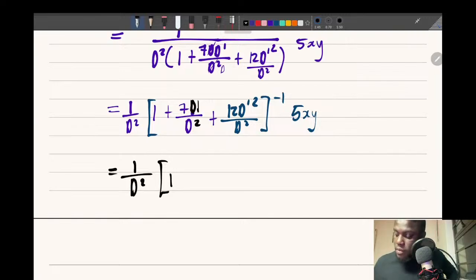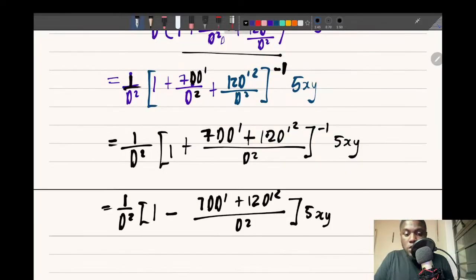You understand me? This was a plus. So it's going to be 1 minus, then you can now say 7D prime plus 12D prime squared all over D squared, multiplying 5xy. So now what you're going to do is you're going to put the negative. You hear me? When you put your negative, you have removed the thing, and you can put your negative.